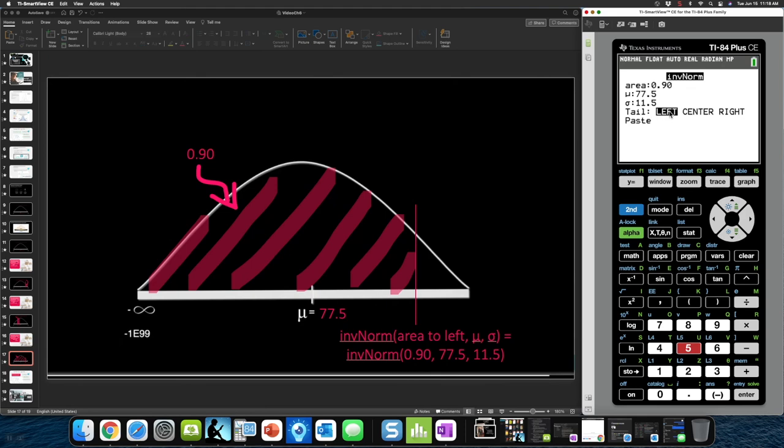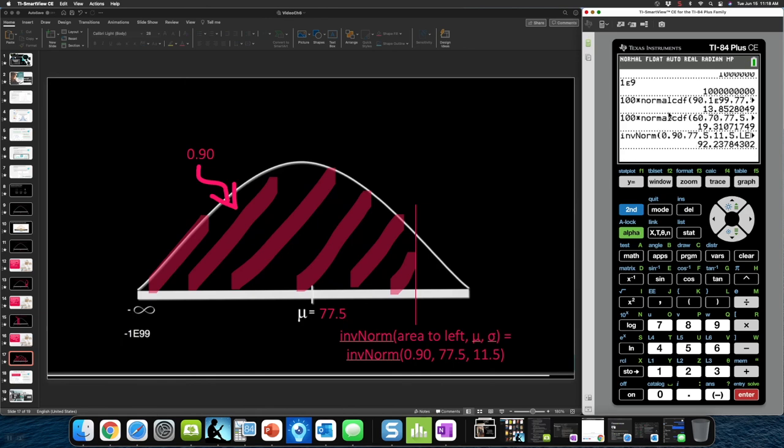But if you have yours set on left, then it will be just like the way I'm going to go ahead and do it. What this does is if we had 10% to the right and I put 0.10 here and selected right, it would give us the same answer. But I'm just going to leave mine on left because if you don't have these options, then by default you have left selected. So to be similar to your calculator, I'm going to pretend I don't have that row and always leave it on left. And I get a score of 92.2.